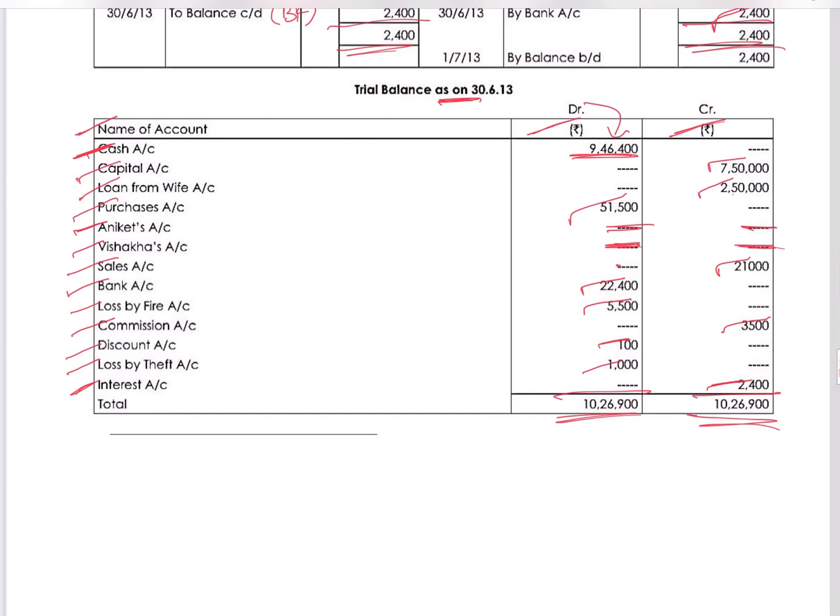Instead of making errors, it is better from the start to pass journal entries and post carefully, systematically and slowly. Finally the trial balance should tally, and with this our whole accounting cycle, from transactions to journal entry, then to ledger, until the trial balance, has been done.